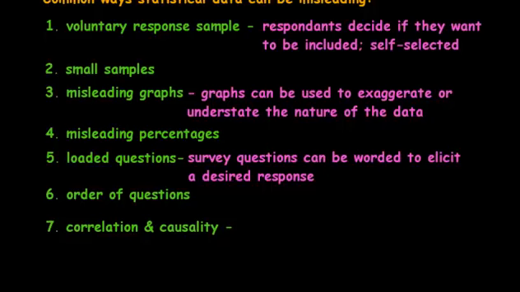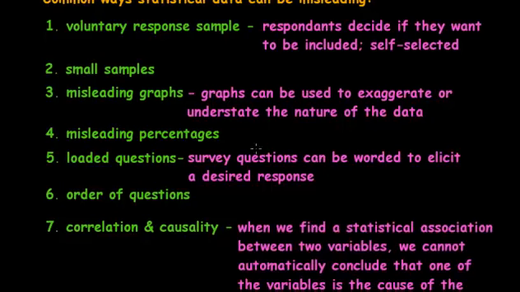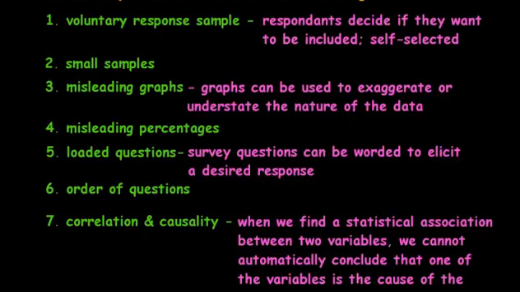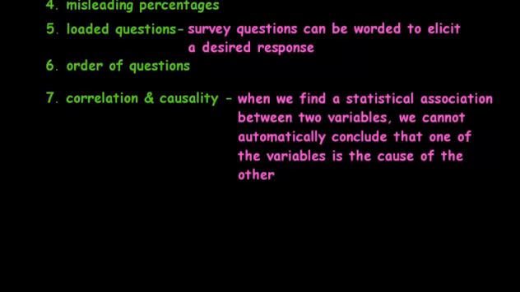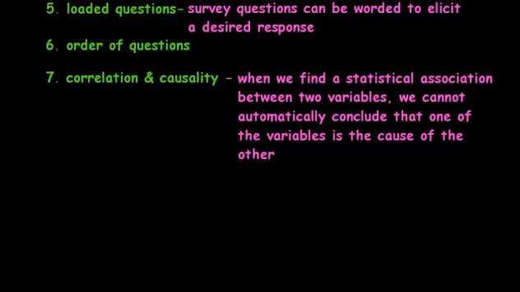Correlation and causality. Okay, what that means is that when we find a statistical association between two variables, we can't automatically conclude that one of them is the cause of the other. So if you read in the results of a study that as this variable increased, this other variable also increased, and they directly conclude that one caused the other, you should be suspicious of that. It could be true, but not necessarily. So let's look at the definitions of these two terms.